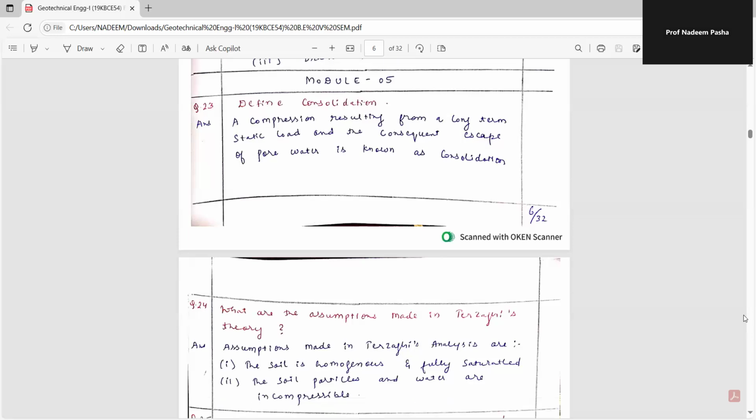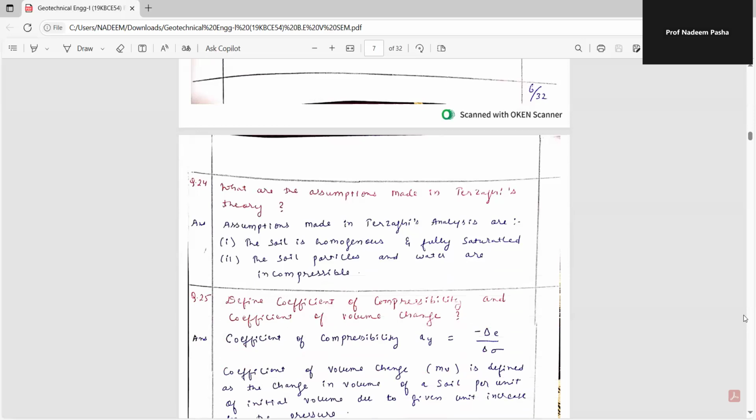So what are the assumptions in Terzaghi's theory? Assumptions of the theory are the soil is homogeneous and fully saturated. First, how is the soil? The soil is homogeneous and fully saturated. Next assumption is the soil particles and water are incompressible. तो दो assumption है टर्जी की theory के. फर्स्ट है कि soil homogeneous है, सेम है ऑलमोस्ट, एंड फुल्ली सैचुरेटेड है, पानी भरे हुआ है उसमें. सेकेंड assumption is the soil particles and water are incompressible. क्या assume कर रहे हैं? soil particles और जो पानी है वो incompressible.